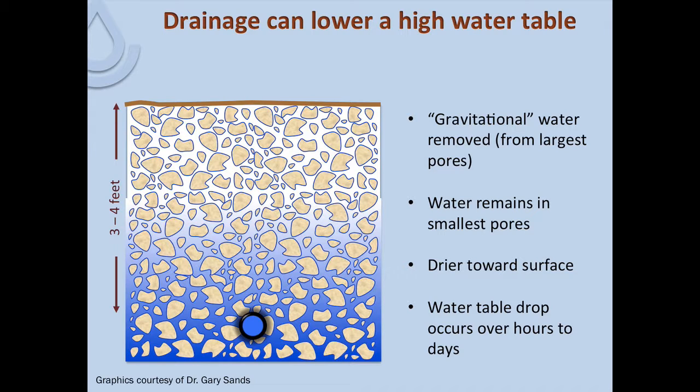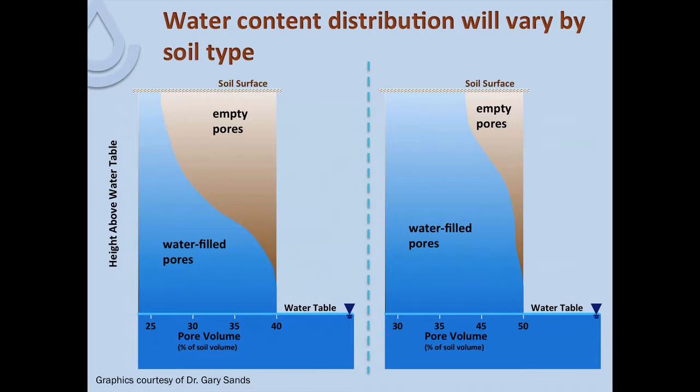And if we design it right, we want that water table drop to occur over a period of hours to days. As a rule of thumb, most of our field crops will not tolerate excess water within a foot of the surface for longer than 24 hours, and within 18 to 24 inches below the soil surface over 48 hours. That's typically what we try to design for: to get that water table at least a foot below the soil surface within a day, and 2 feet or so below the soil surface within 2 days. The water content distribution following drainage will vary by soil type.